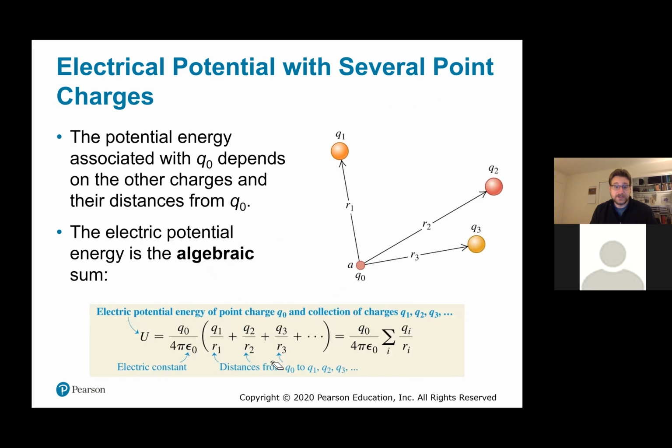Could we do this with more than one point charge? Sure, why not? We can superpose the forces. Okay, so we'll add up the forces, which means we're adding up the potentials. The electric potential energy associated with this charge in a configuration with these three, from i equals 1 to 3. If there are more, great, then there are more.